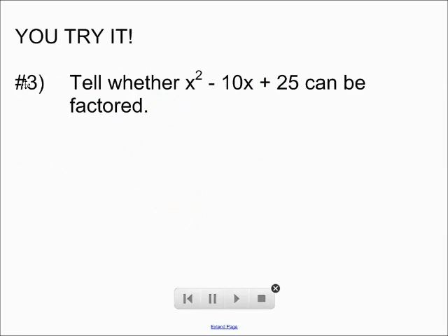Here's one more for you to try. I just want to know whether or not it can be factored.